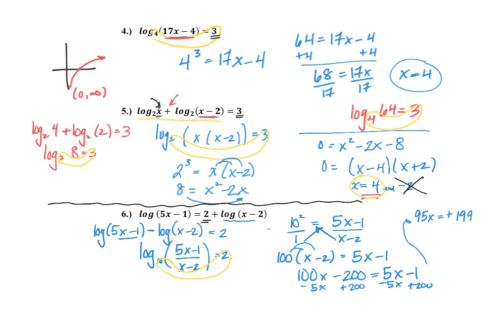And so to finish that problem up, I'm going to get my x by itself, and I'm going to do that by dividing both sides by 95. So that's going to leave me with my final answer of 199 divided by 95.